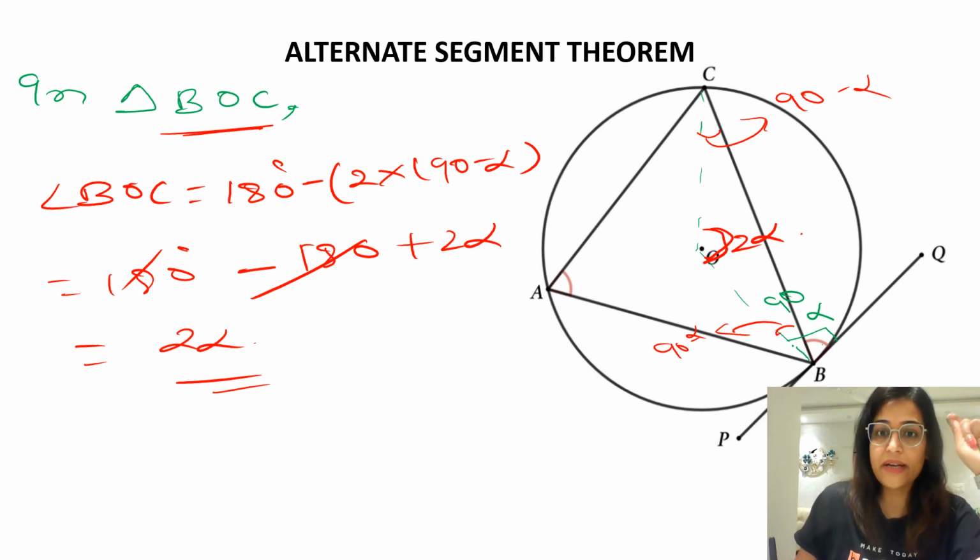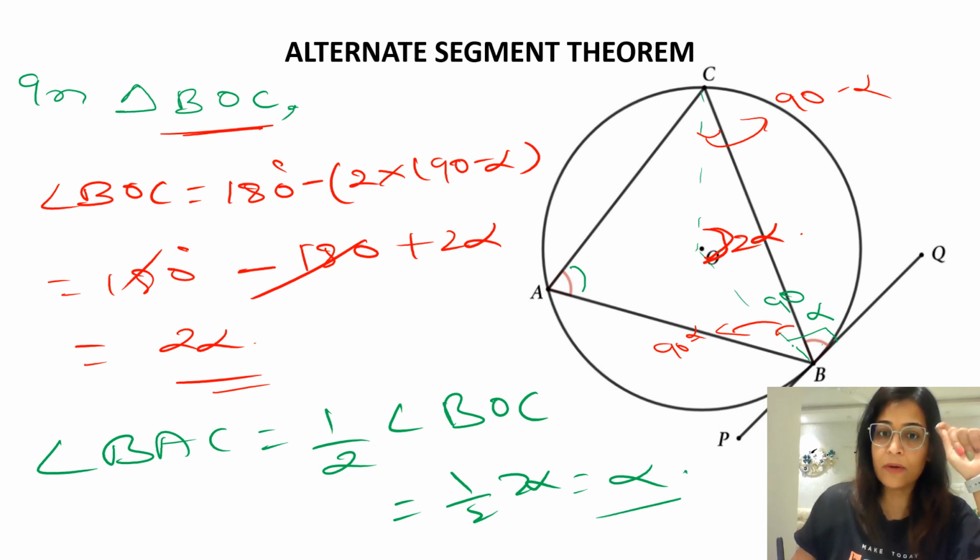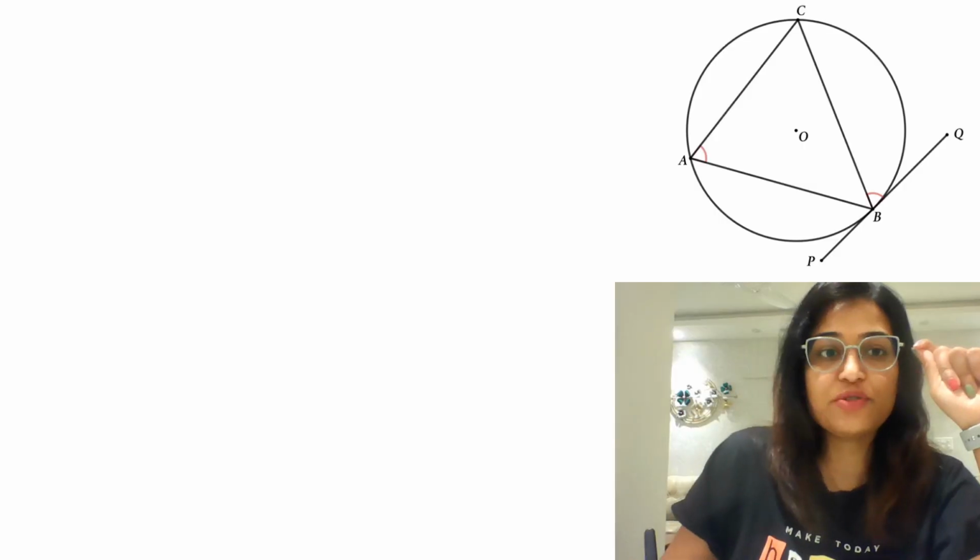Now we know that in a circle there is a very important property, again a theorem: the angle made by an arc at the center is always double the angle made by the same arc at the circumference. So if this is 2 alpha, by the theorem this angle BAC is going to be half of angle BOC, that is half of 2 alpha, which is nothing but alpha. So that's what we had to prove.